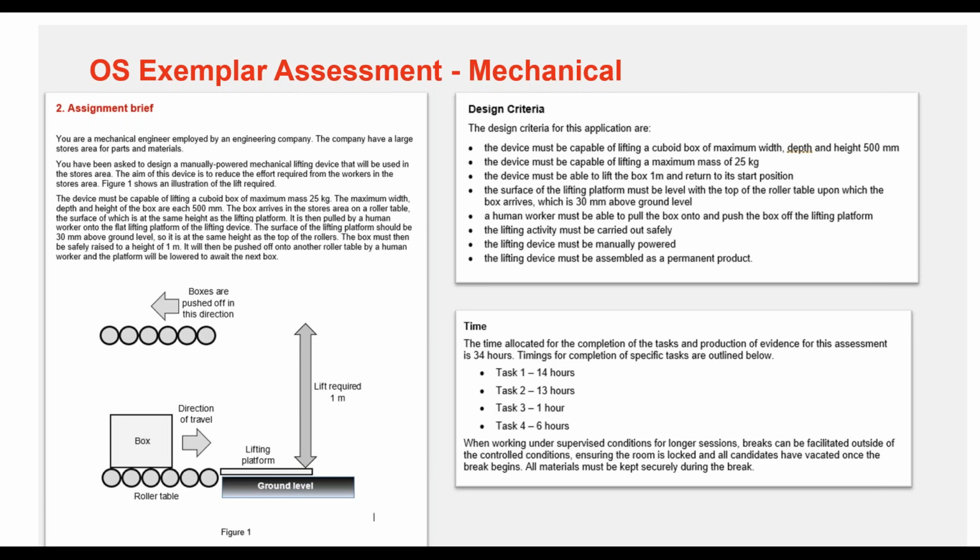As previously, the time is allocated to 34 hours. So task 1 is 14, task 2 is 13, task 3 is 1 hour, and task 4 is 6 hours. And they're working under supervised conditions at all times. And again, breaks can be taken outside the control conditions as well. So looking at that assignment brief in a bit more detail, we can now look into the tasks.